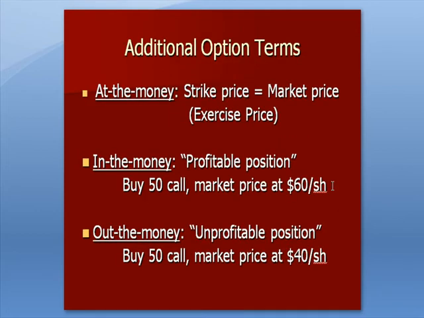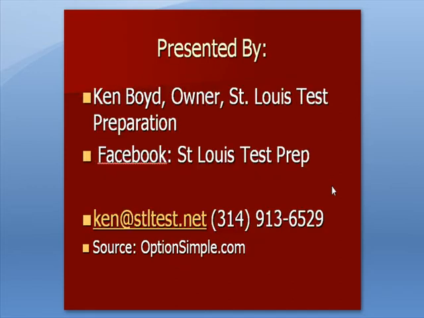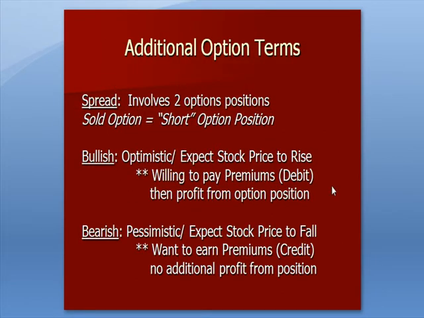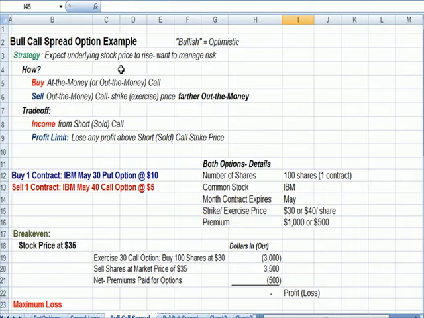We went over some option terms that I used in options 4. I'm going to put them up on the screen, but not necessarily go over them in detail. You can check the other video. We talked about at the money, in the money, and out of the money calls, which determines whether or not the strike price where you're buying the option makes the position profitable right now or not. We also talked about the definition of a spread, which is two option positions, and what it means to be bullish and bearish. And I'm going to jump over to my bull call spread option here in Excel.